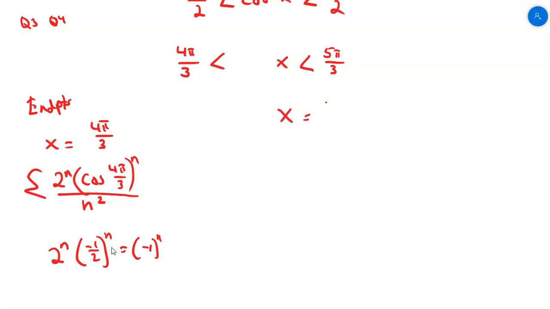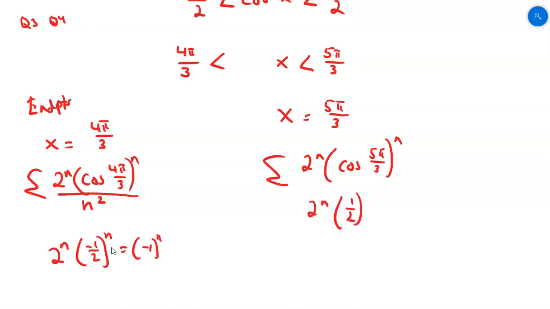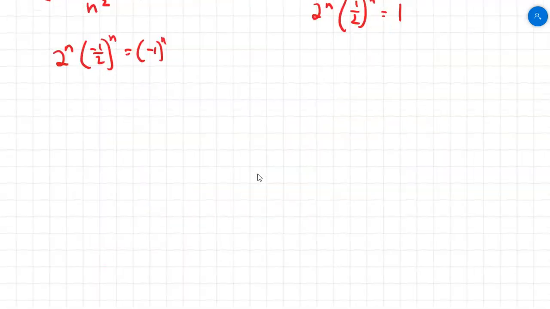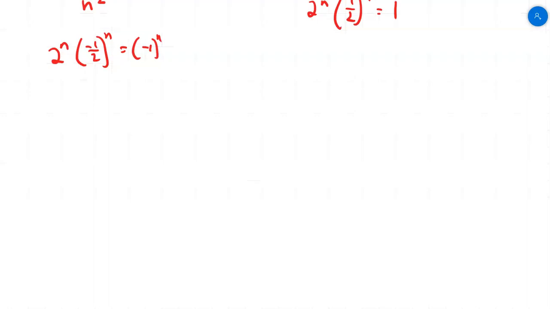What about the other side? What about x equals 5 pi over 3? Okay, if x is equal to 5 pi over 3, I end up with a series of 2 to the n cosine of 5 pi over 3 to the n, which is 2 to the n times positive 1/2 to the n. That's just 1. All right, so now the rule is we have to figure out whether or not these series converge. So this becomes the sum of all the negative 1 to the n over n squared. This becomes the sum of all the 1 over n squared.